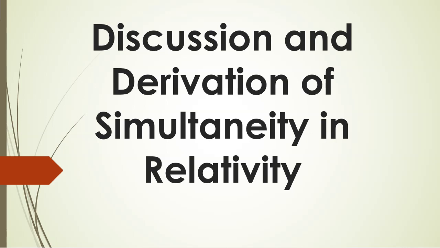Hello friends. Today we will discuss and derive the simultaneity in relativity. Now, first of all, let us try to understand the meaning of simultaneity. What is the meaning of simultaneous? Simultaneity means occurring at the same time. If there are two events and they occur at the same time, that means the events are simultaneous.